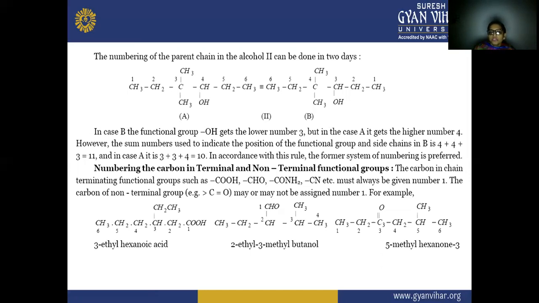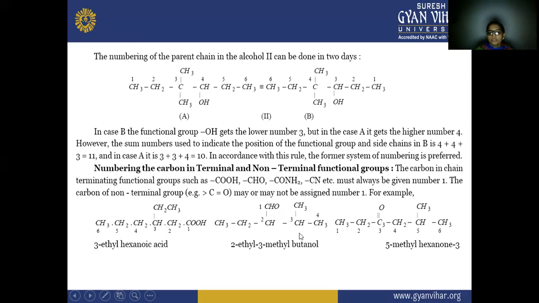Its name is 3-ethyl, because on the third position the ethyl group is present. We can't start the numbering from this CH2 carbon atom. This carboxyl group also has a carbon present in it. That is why we are starting our numbering from this carbon atom. So it is 3-ethylhexanoic acid.